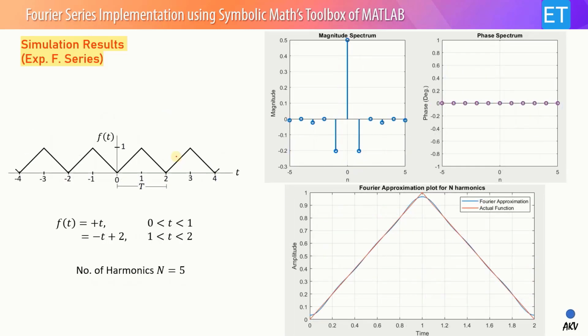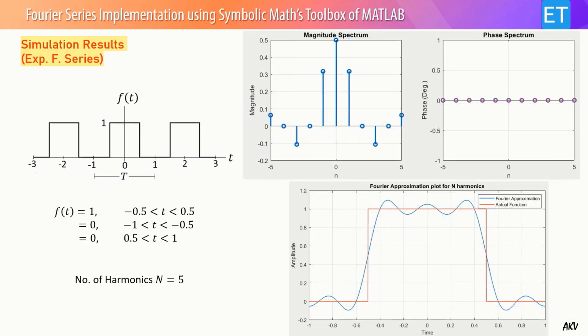This is one more example, a triangular wave. Again it's an example of choice number 2, so the function is defined in 2 parts. This is your spectrum, and this is the phase spectrum, and here you can see the approximation. This blue is your approximated f(t), and this red one is your actual function f(t). Quite close. With the help of only 5 harmonics, your function is quite matching with your original function. I mean, the approximated function is quite close to your original function f(t).